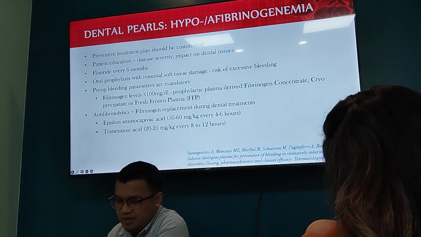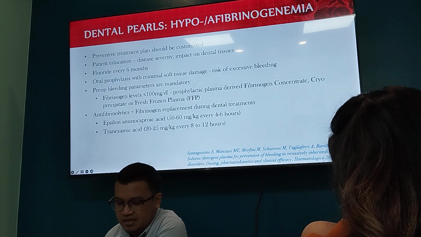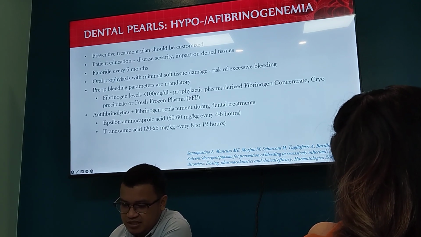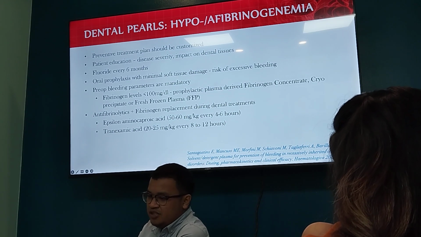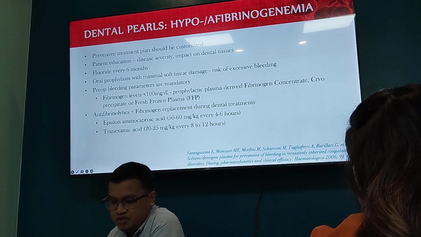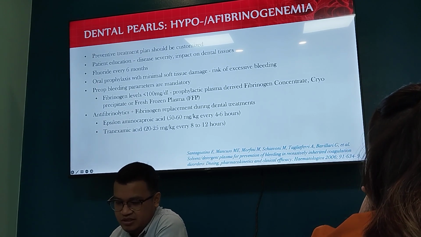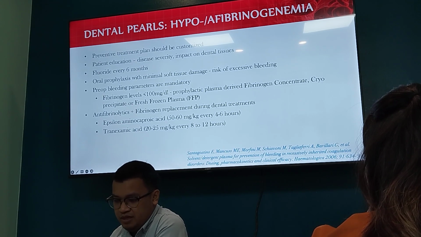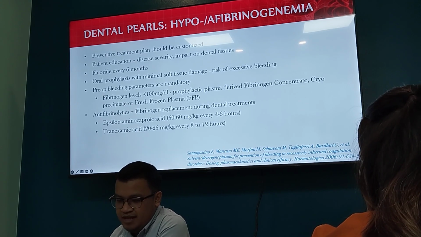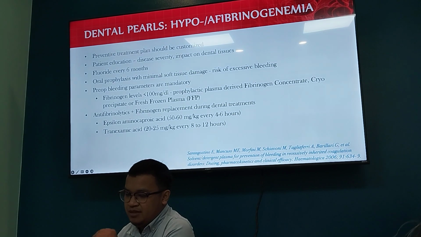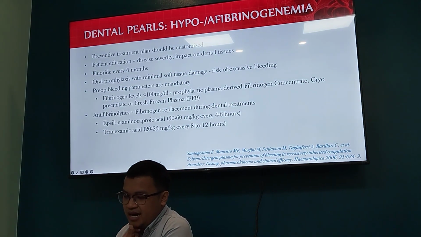Fluoride varnishes must be applied in these patients every 6 months to prevent dental decay. Oral prophylaxis is indicated in these patients with minimal soft tissue damage, as there is a risk for excessive bleeding. Minor invasive surgical procedures should be dealt with cautiously, and blood coagulation test is mandatory. If the blood fibrinogen level is below 100 milligrams per deciliter, the prophylactic plasma-derived fibrinogen concentrate or cryoprecipitate or FFP should be administered for these patients.